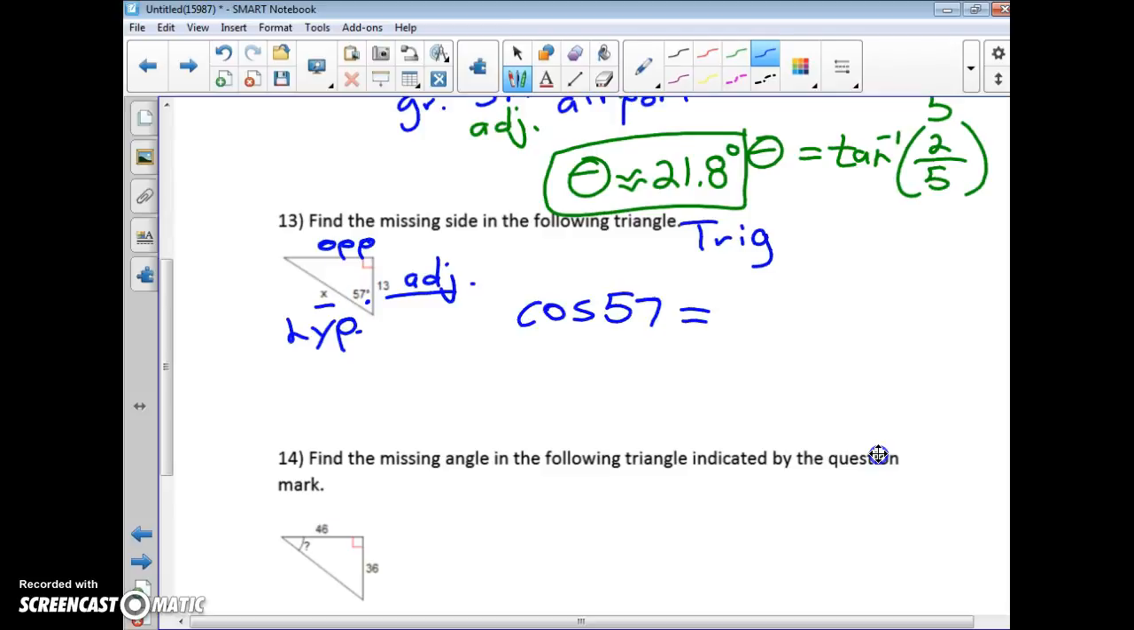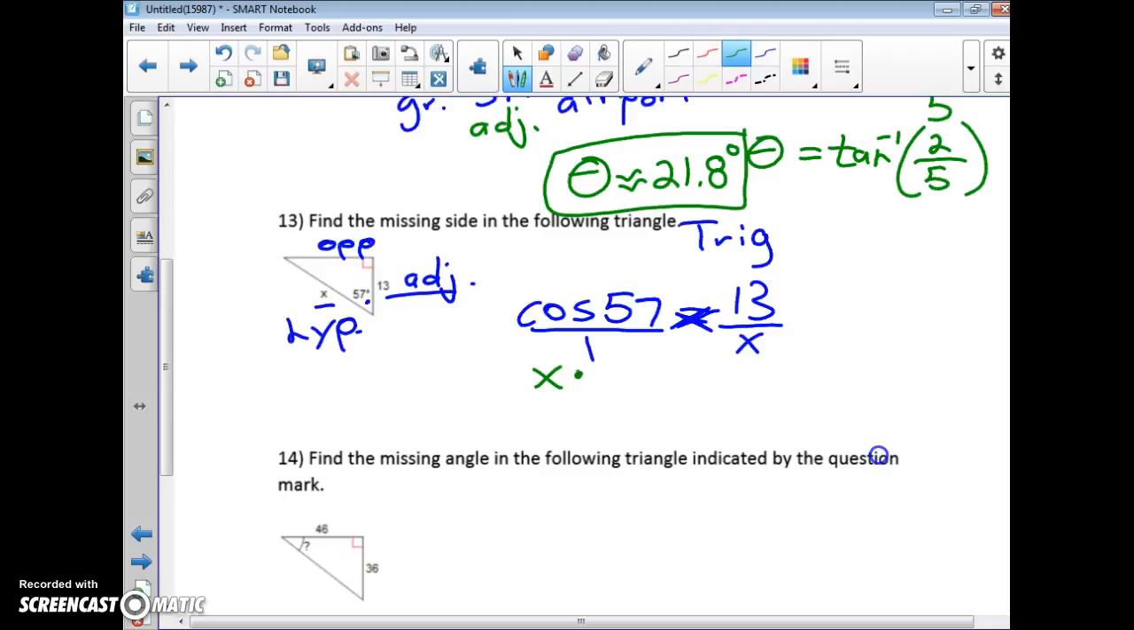It pulls in both adjacent and hypotenuse, so I'm going to say cosine of 57 is equal to 13 over x. I'm going to put this over 1 because I can. It's a number. It's a weird looking number, but it's a number. And now I have a proportion. I'm going to cross multiply at this point.